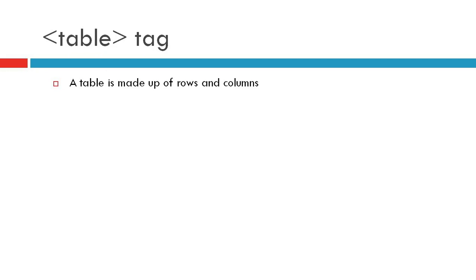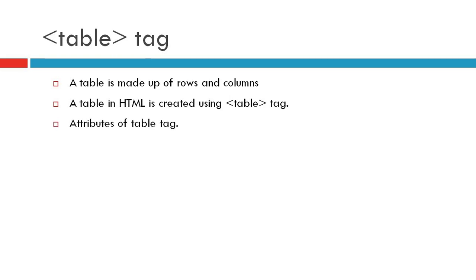A table is made up of rows and columns. Rows are represented horizontally and columns are represented vertically. A table in HTML is created using table tag. Now there are some attributes of table tag. Using these attributes we can change the appearance of the table.